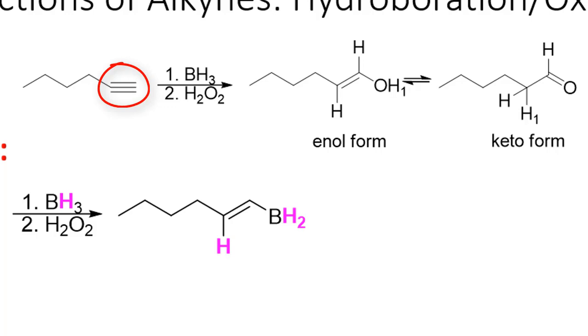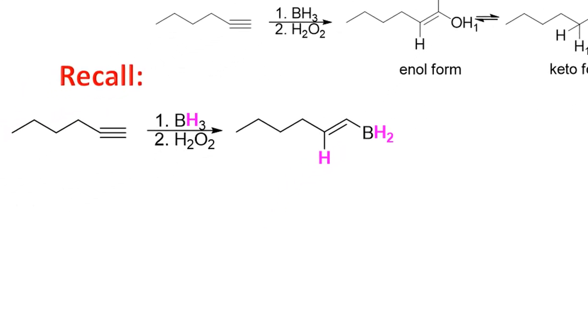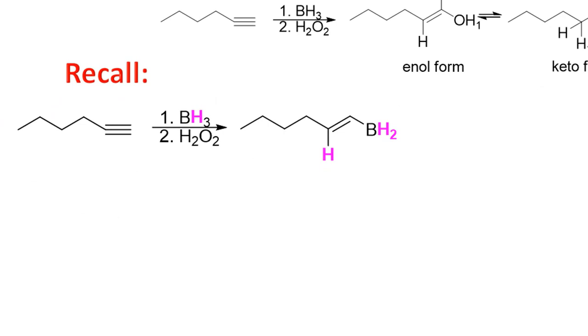So if you remember from the reactions of alkenes, when you add BH3 to a multiple bond, the boron is going to add to the least substituted carbon, and one of the hydrogens from the BH3 is going to add to the most substituted carbon to give you this intermediate shown here. I need to give you a little bit of a caveat here.